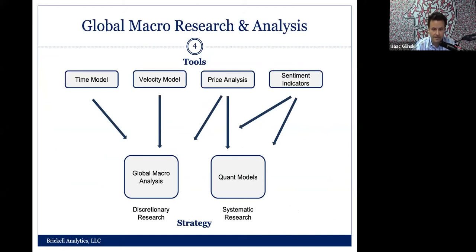So Brickell Analytics is a two-part research service. We have a systematic approach to markets and we have a global macro approach to markets. Both approaches use 4 different types of tools: our time model, our velocity model, our price model, and our sentiment model. Right now, we'll go into each tool and then we'll explain our forecasting via our 2 different types of strategies.